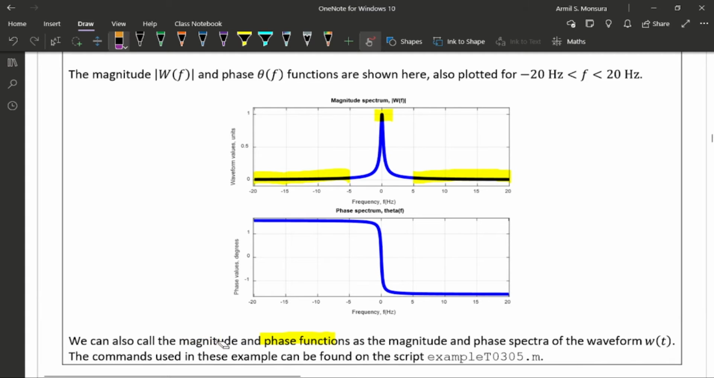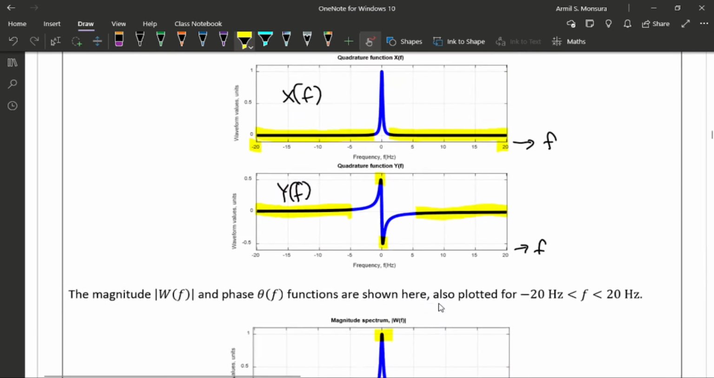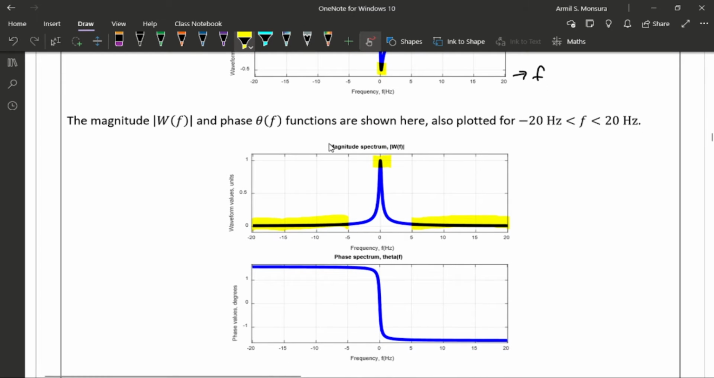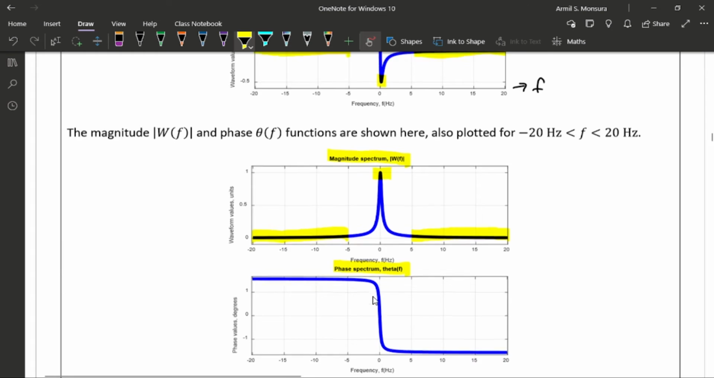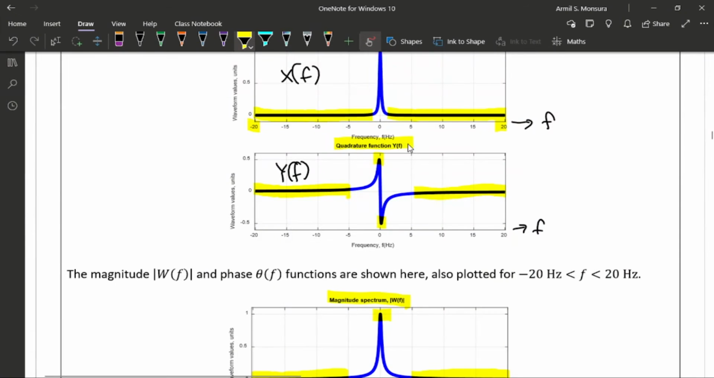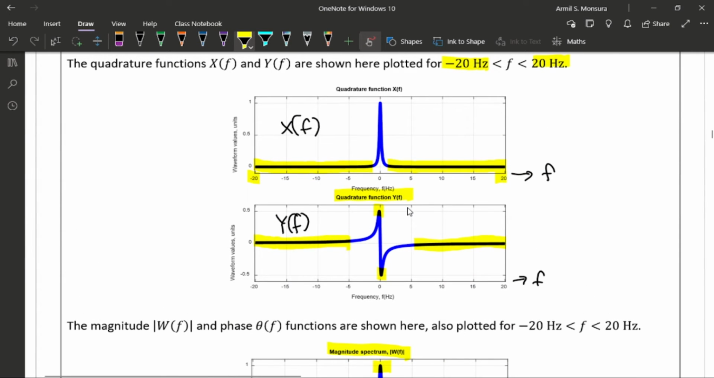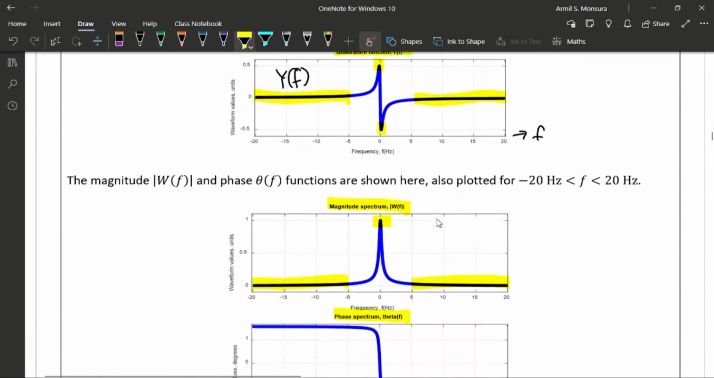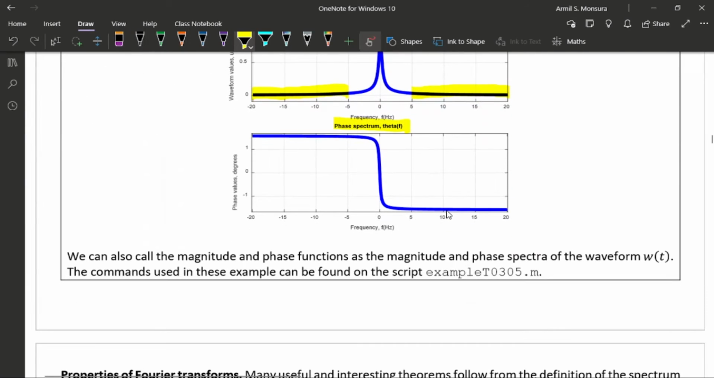I'm not referring to that discussion. Okay, so these are the magnitude and phase spectrum. This is the magnitude spectrum, the phase spectrum of your waveform, while this is the quadrature function y, the imaginary quadrature function, and this is the real quadrature function of your spectrum.